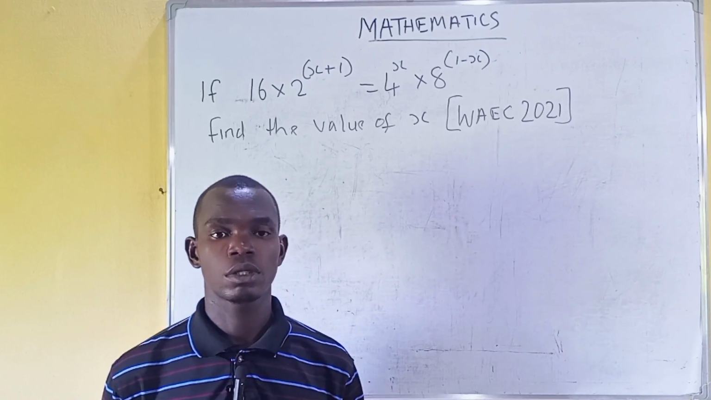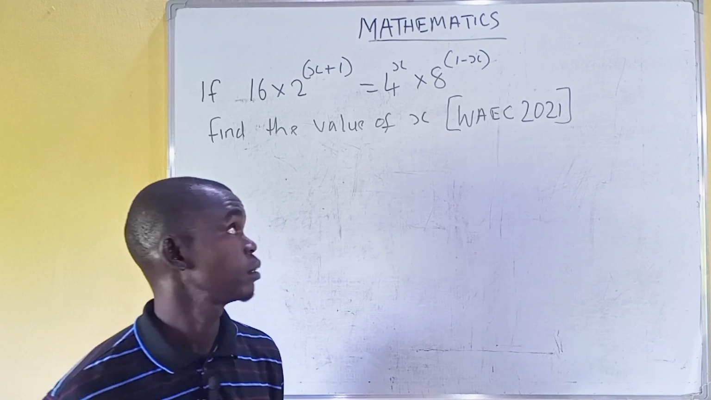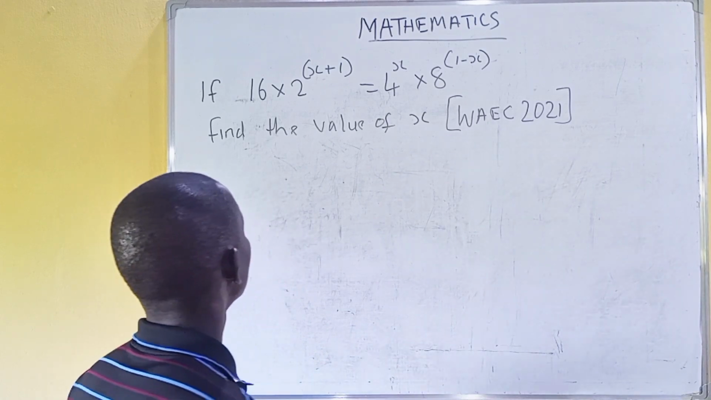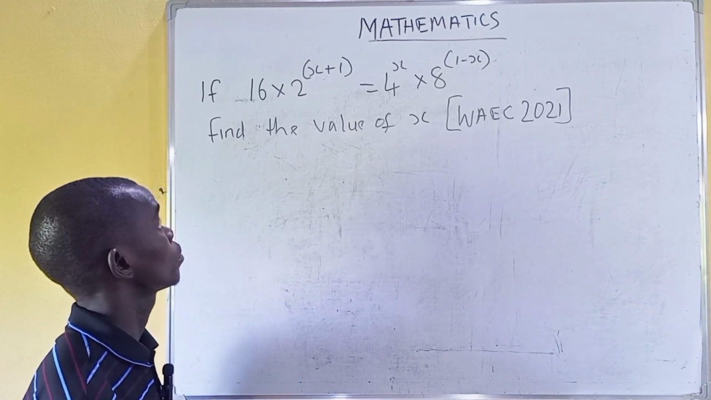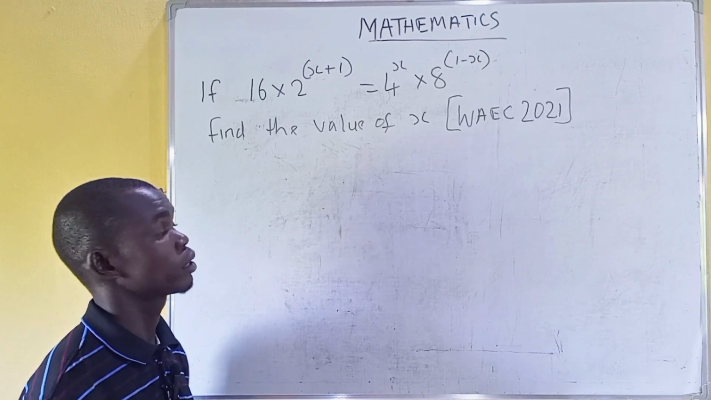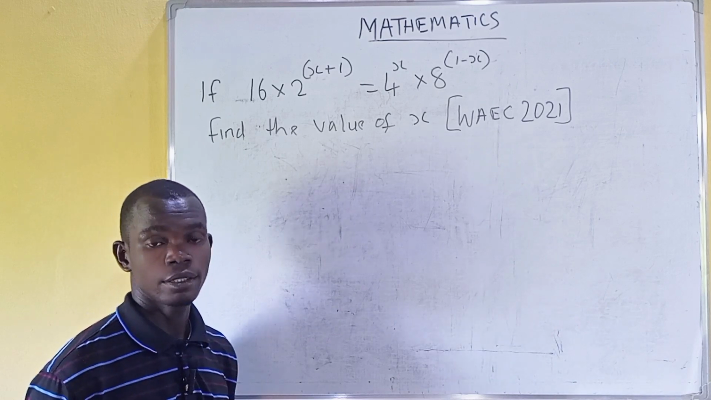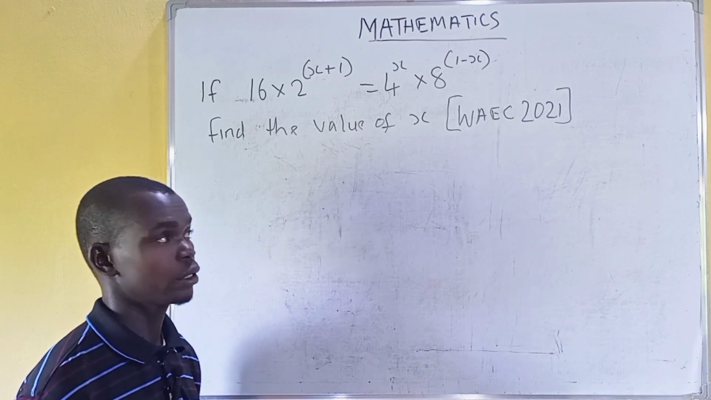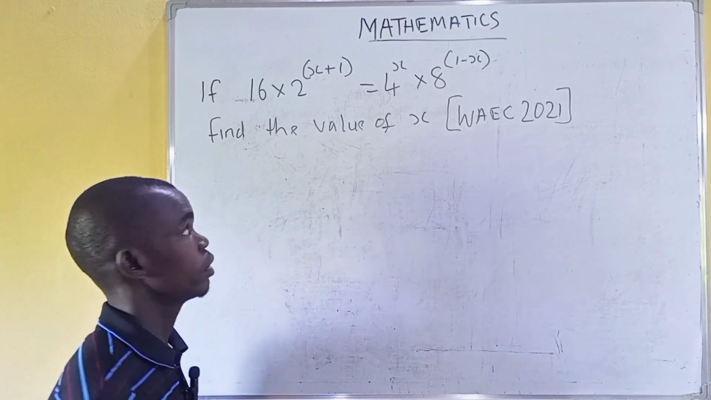Let's look at this 2021 WAEC question on indices. We have 16 times 2 raised to the power s plus 1 equals 4 raised to the power s times 8 raised to the power 1 minus s. And we are asked to find the value of s.